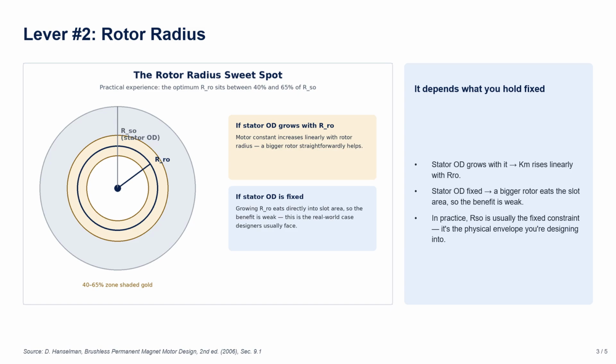Under that constraint, growing the rotor radius eats directly into the slot area available for copper, so the benefit is weak. Practical experience across real designs has shown the optimum rotor radius typically sits between 40 and 65% of the stator outside radius, that gold band you see in the diagram.